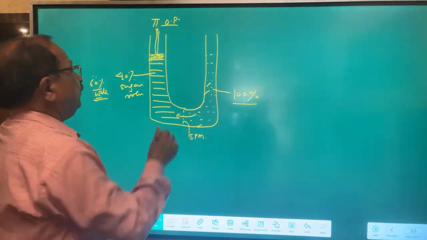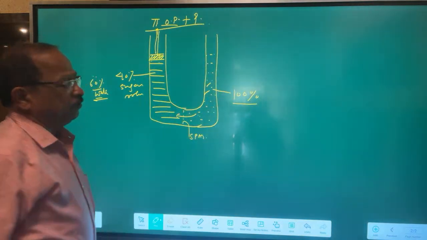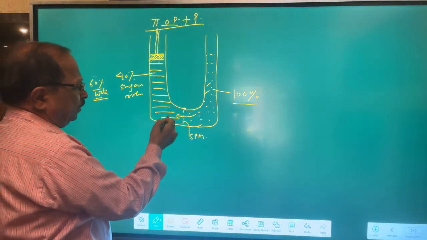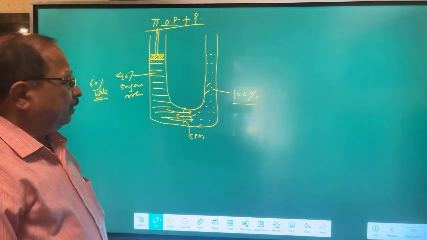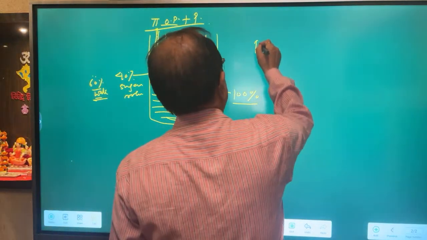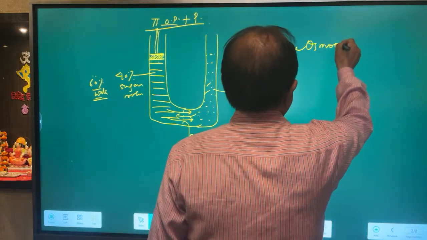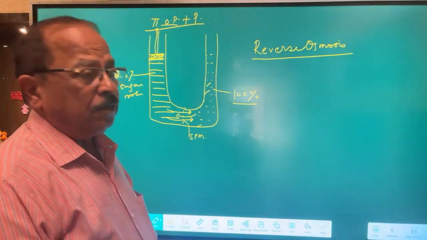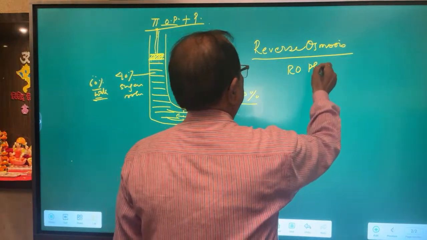Now if we apply a pressure greater than the osmotic pressure, you know what will happen? From the concentrated solution side, the solvent molecules will start moving in the opposite direction. That means the process of osmosis will get reversed. This is known as reverse osmosis. And this reverse osmosis process has its own importance. In all your kitchens you have an RO plant, that is reverse osmosis.